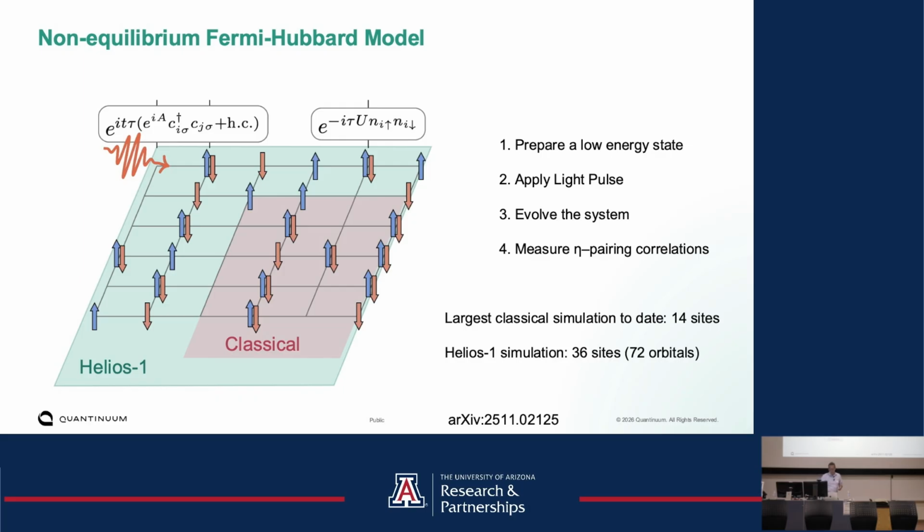And this has been done before classically. The largest classical simulations to date can just do 14 sites. And this is a bit of a problem because if you can only do 14 sites, it turns out a lot of this physics can be messed up by stuff happening on the boundary. If you're just studying a small chunk of stuff, you get different answers than if you study a large chunk of stuff. And so Helios is able to more than double that and do 36 sites, or 72 orbitals, of this system. So a better simulation than you could do on a classical computer, or at least a bigger one.